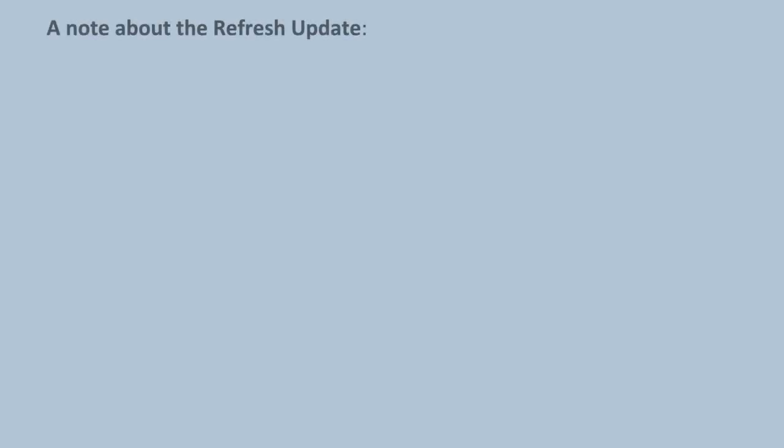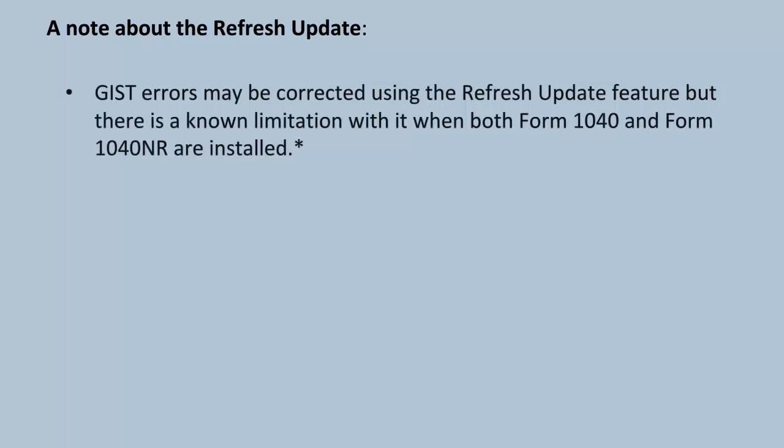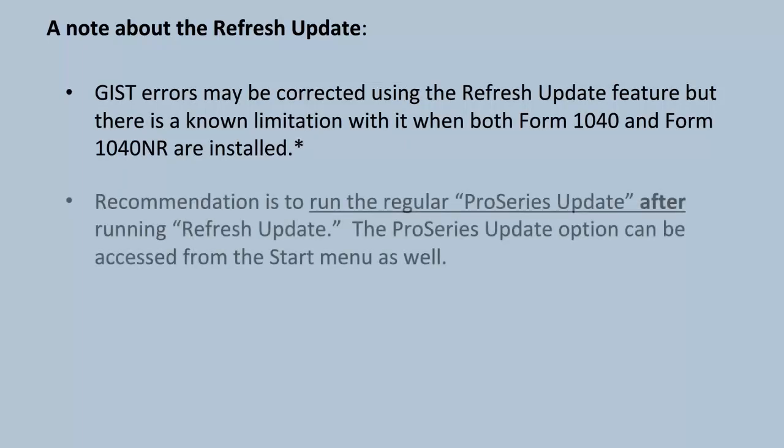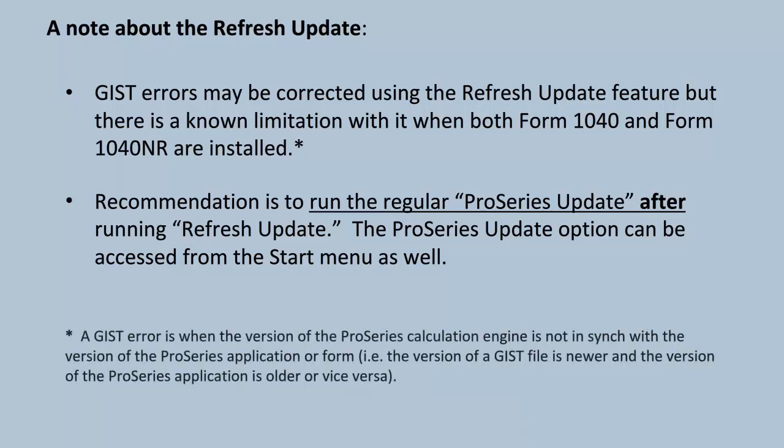A quick note about the Refresh Update feature. Gist-related errors may be corrected using the Refresh Update feature, but there is a known limitation with it when both Form 1040 and Form 1040NR are installed. A gist error is when the version of the ProSeries calculation engine is not in sync with the version of the ProSeries application or form.